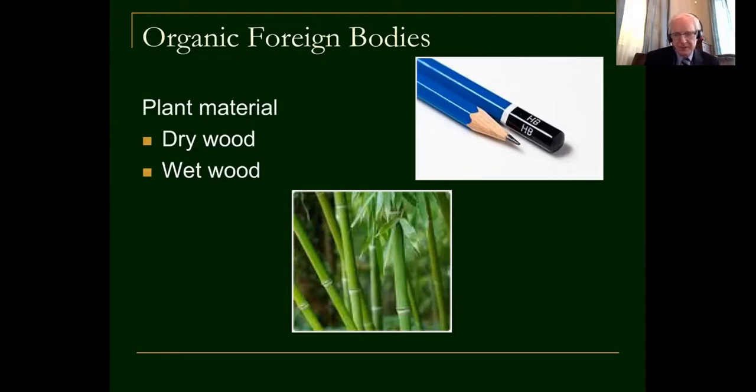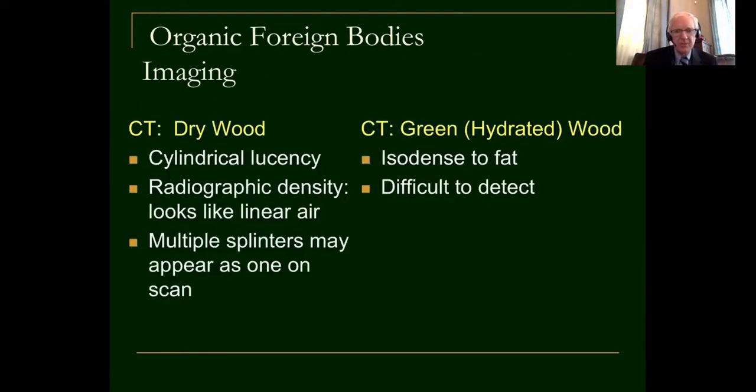So let's explore this problem of wet wood, dry wood, because that's the first question an ophthalmologist asks: okay, it's a wood injury or an organic foreign body. What type of wood is it? What is related to it? So CT scan evaluation of somebody with dry wood comes out as a cylindrical lucency. This is clear. It really has no fluid within it. Again, it looks like linear air.